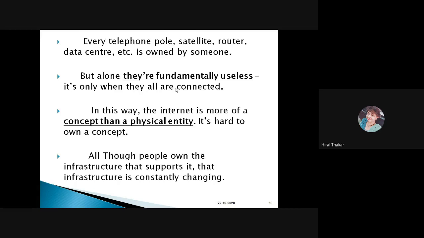So we can change it at any time we want. We can change the company of our telephonic network. We can change our internet service provider. We can change it, right, because it is just infrastructure that can be provided by any company.